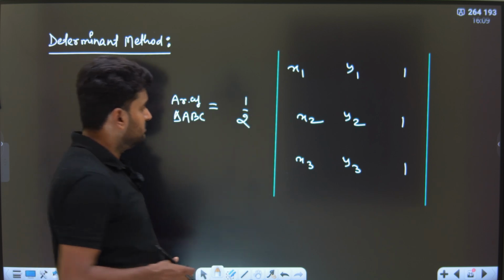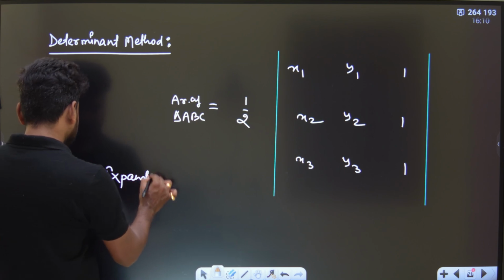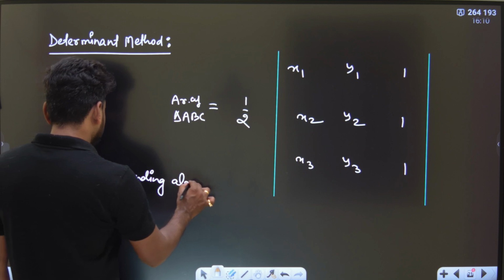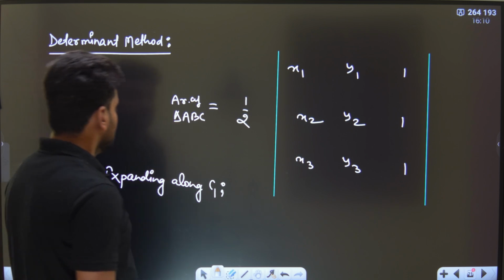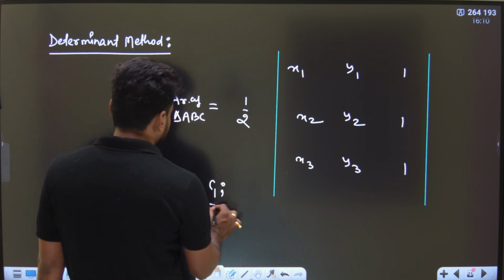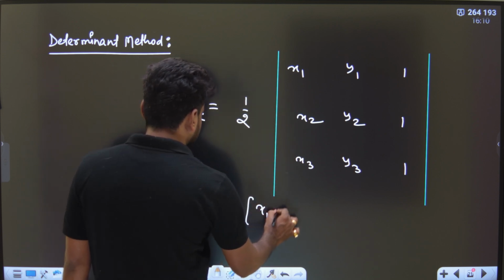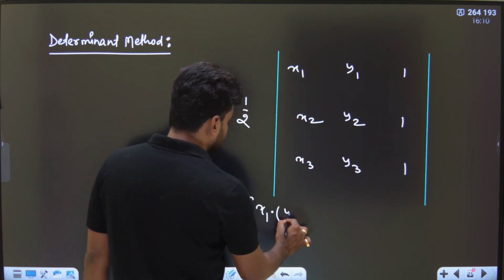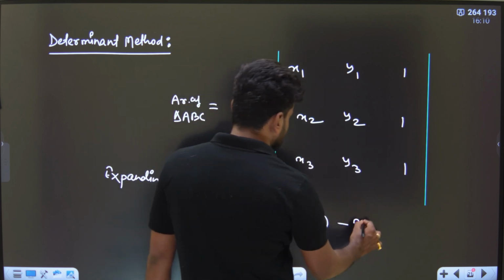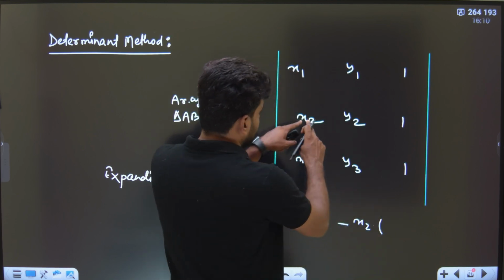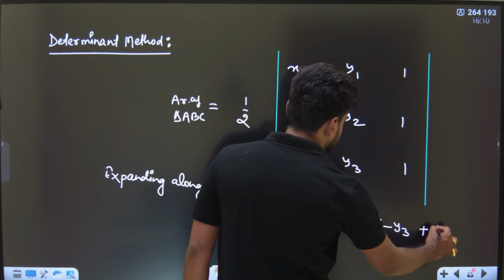Now again I am telling you, let us expand along column 1. If you expand along column 1, you will get 1 by 2 into x1 into, this is deleted, now I got y2 minus y3, minus x2 into, what will I write? y1 minus y3.